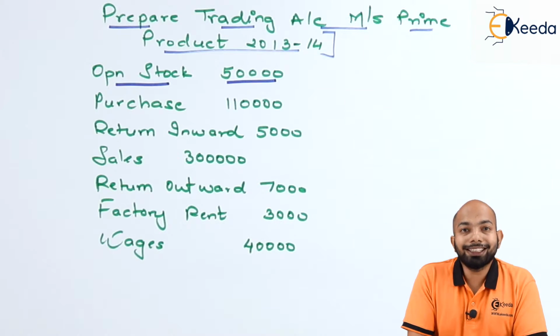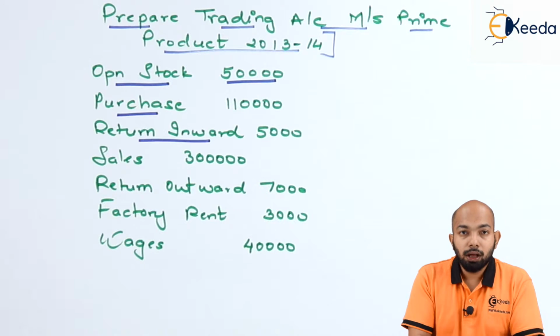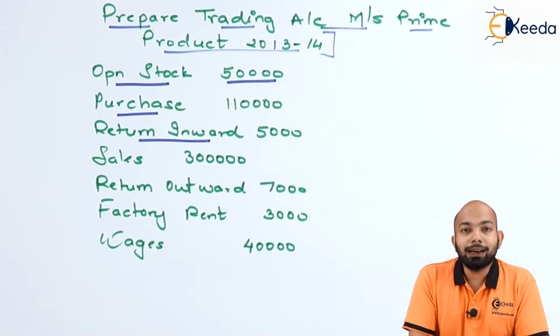So you have to prepare the trading account of Messrs. Prime Product for the year 2013-14. You have opening stock, which has been mentioned in the question as rupees 50,000. You have purchases and return inwards, amounting to rupees 1,10,000 and 5,000. That means the purchase made was for rupees 1,10,000, and the return inward was for rupees 5,000.